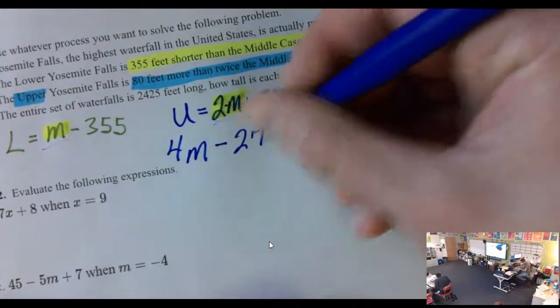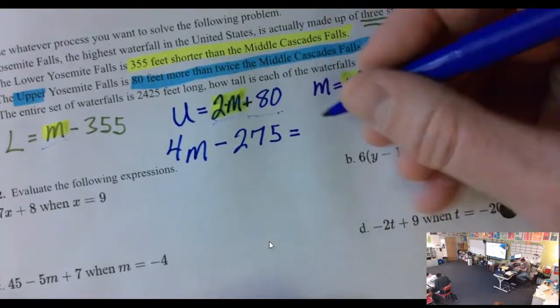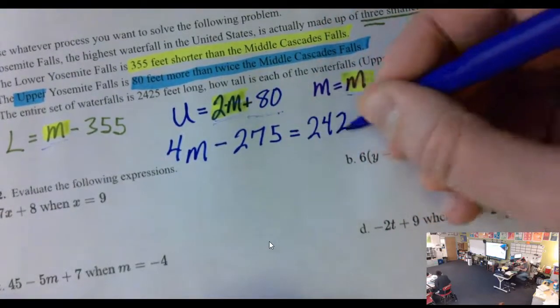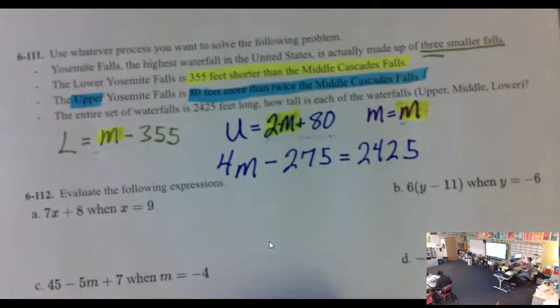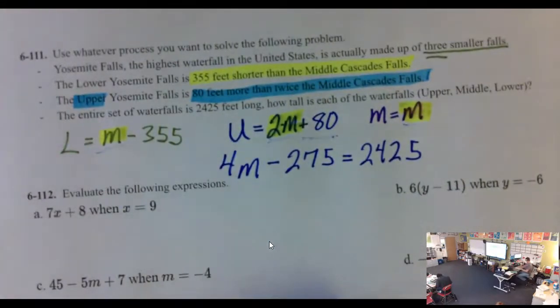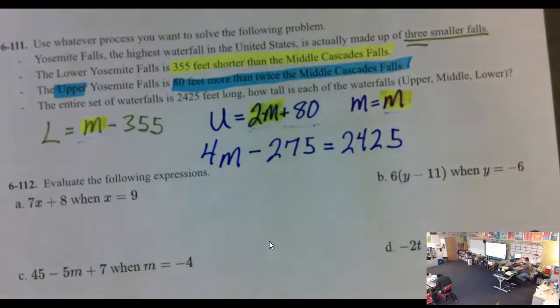Negative 275. That all equals 2425, as told to us right there. If you need help solving from there, please come visit me. I would love to do math with you.